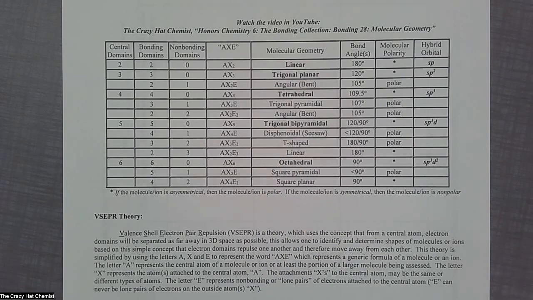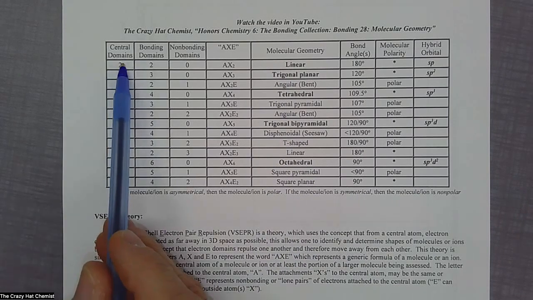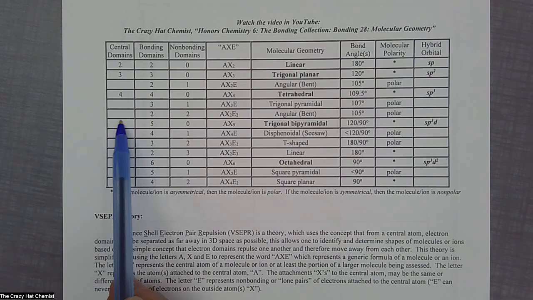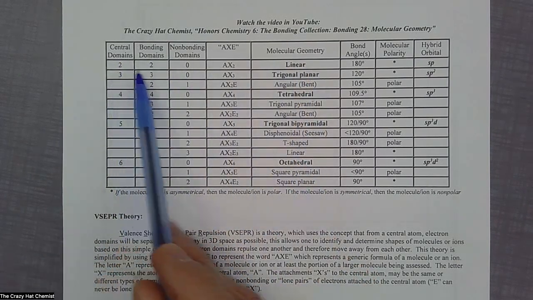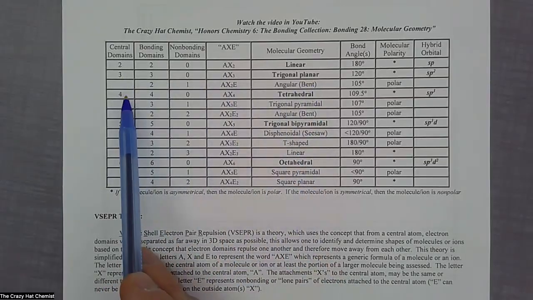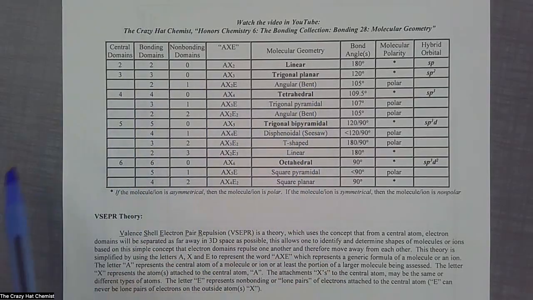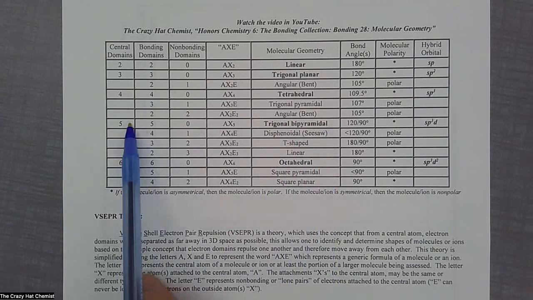Those basic five structures do not have any lone pairs on the central atom, and they can be represented by these central domains over here. The number of domains on a linear is 2. Number of domains on trigonal planar is 3. Number of domains on tetrahedral is 4. Number of domains on trigonal bipyramidal is 5. And number of domains on octahedral is 6.